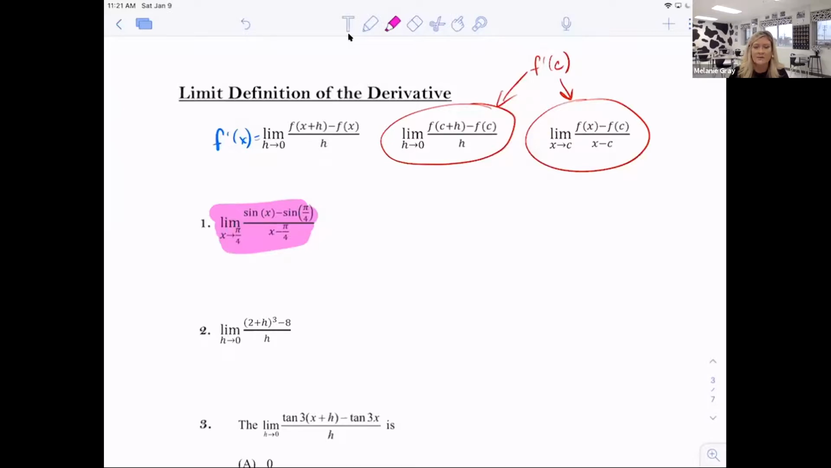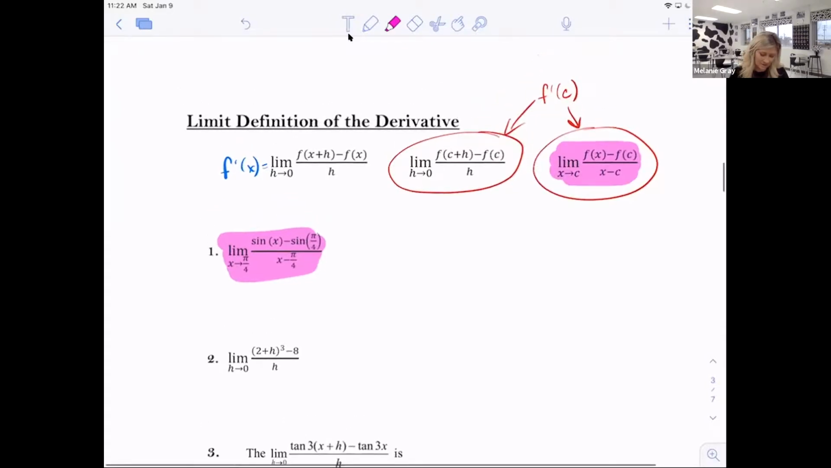over 4. Now, if you look at the 3 versions, you might notice that the first thing that really sticks out to me is the denominator of my example. It's x minus pi over 4. And in the first 2 definitions, you can see that we have an h in the denominator. But the third version here has x minus your c value, right? So if you recognize that, you can see that it's the third version of the limit definition.